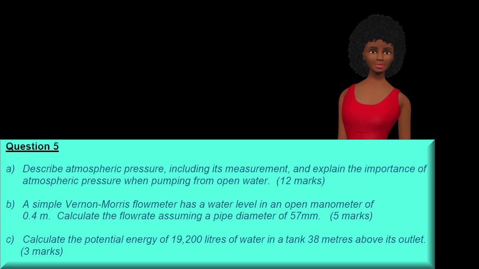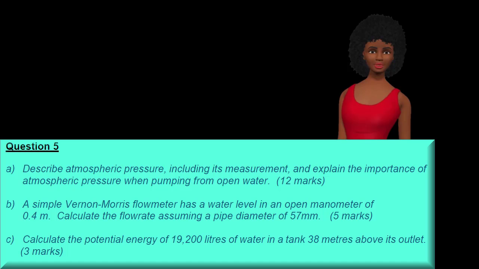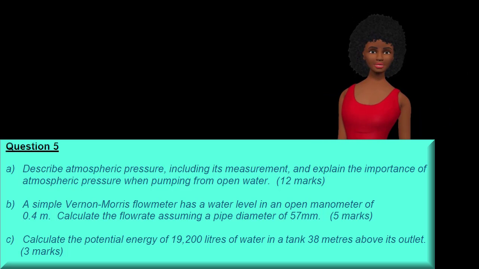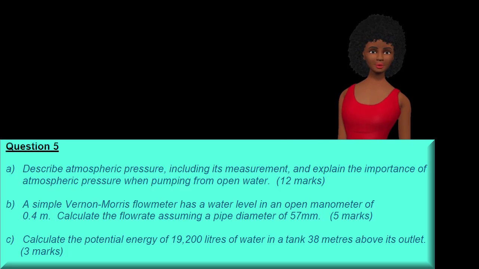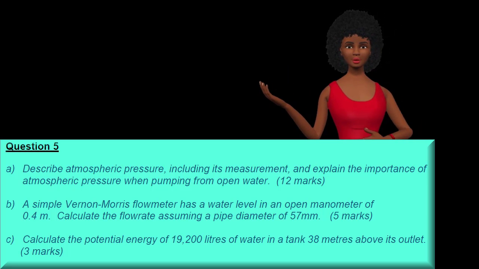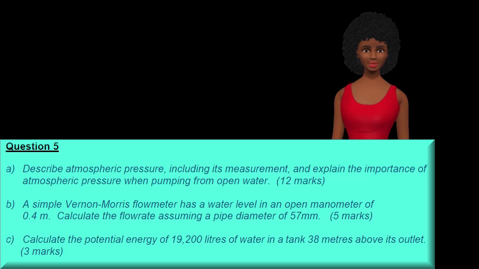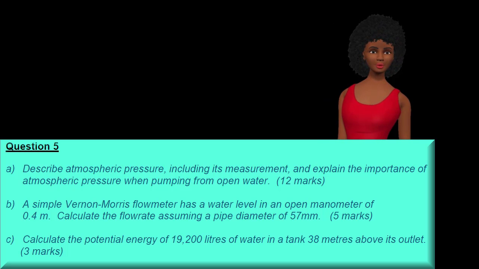Question 5. A. Describe atmospheric pressure, including its measurement, and explain the importance of atmospheric pressure when pumping from open water. 12 marks. B. A simple 1 nmol flowmeter has a water level in an open manometer of 0.4 m. Calculate the flow rate assuming a pipe diameter of 57 mm. 5 marks. C. Calculate the potential energy of 19,200 liters of water in a tank 38 meters above its outlet.